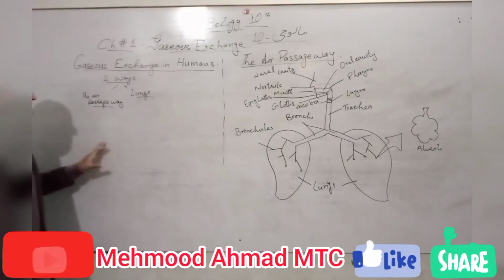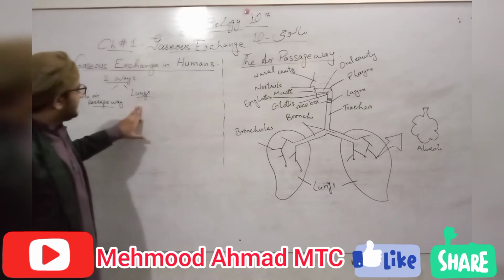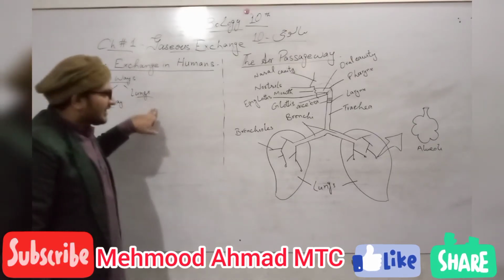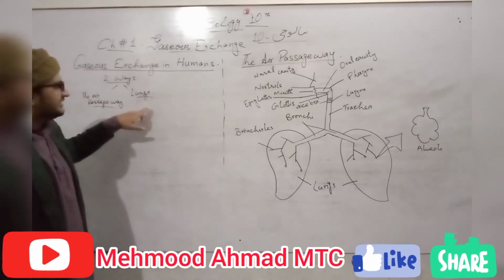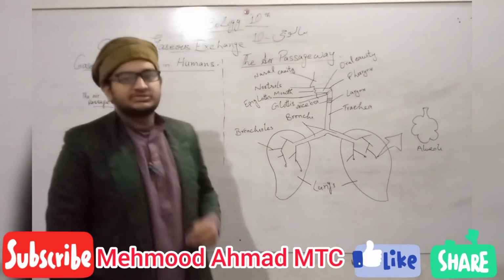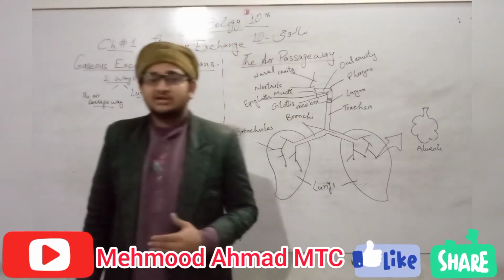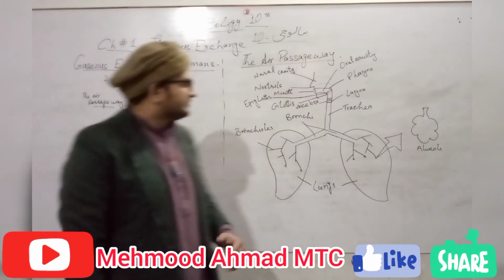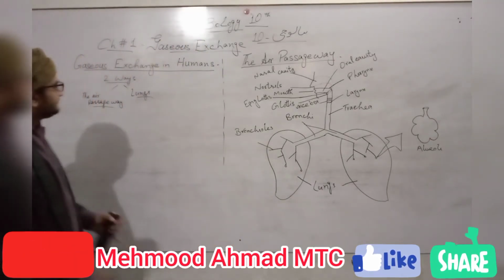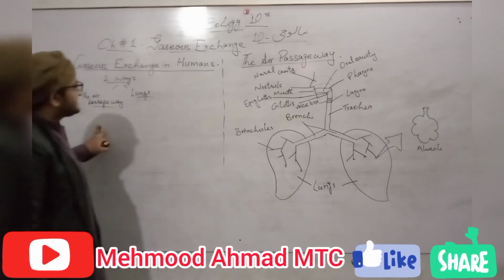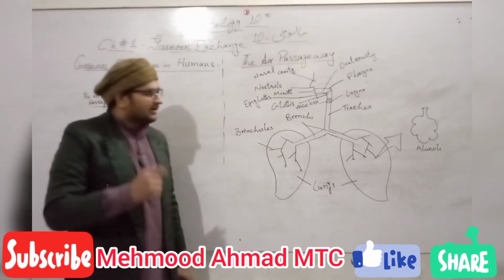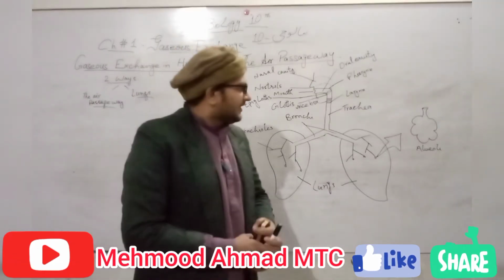Here I would like to add that there are two lungs in human beings, and the right lung is bigger than the left one. The right lung has 3 lobes, and on the other hand, the left has only 2 lobes. So the left one is a bit smaller than the right one. The gaseous exchange occurs in the lungs, in the alveoli.